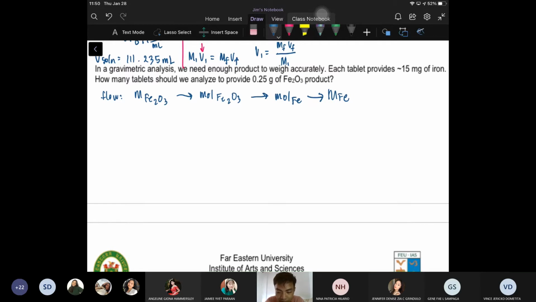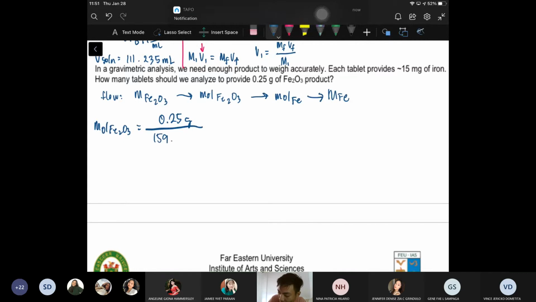So, let's start. So, mass ng iron 3 oxide to mole. Okay, so let's do that. So, mole Fe2O3. So, that is mass over molar mass. So, 0.25 grams daw ang kailangan. And the molar mass for iron 3 oxide ay, solve natin. 55.845 times 2, plus 15.999 times 3. So that's 159.687 g/mol.